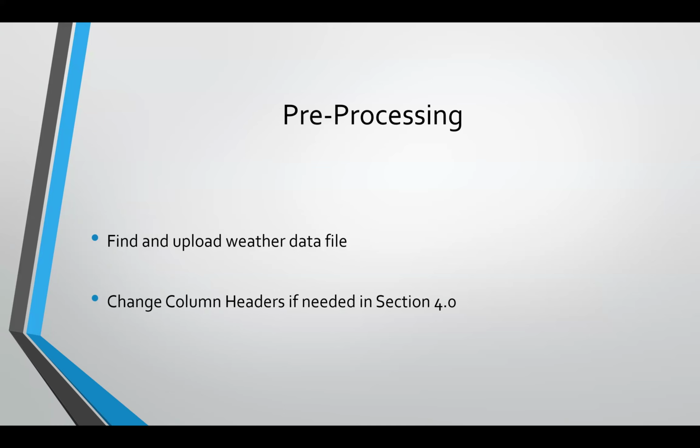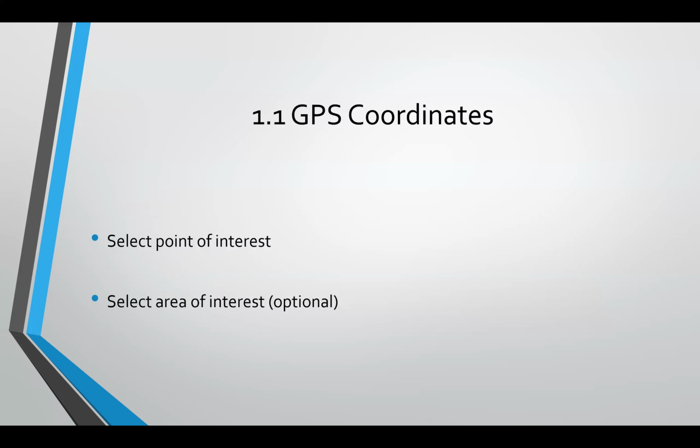So this is the pre-processing for the weather data. Find and upload it like I mentioned before, and then change your desired column headings in section 4. There are comments throughout each section so that you know exactly what to do. In section 1.1, which is the GPS coordinates, you first need to select a point of interest. Then if you want to, you can crop the entire Landsat image down to an area of interest. That's optional though. You can just run it over the entire Landsat image if you'd like.